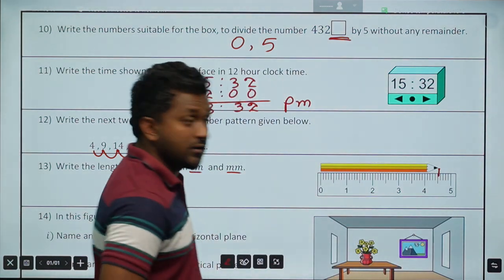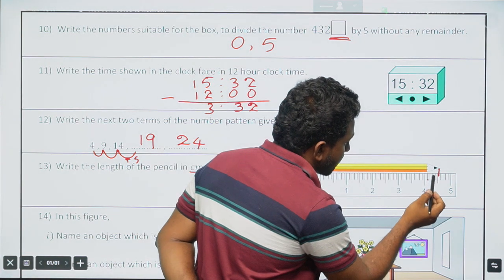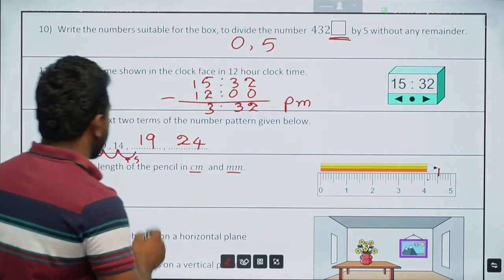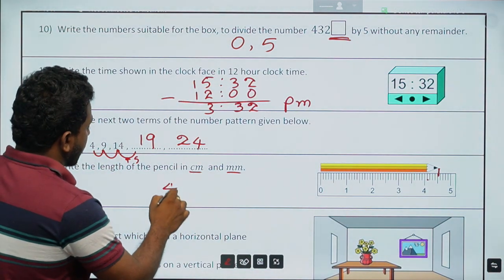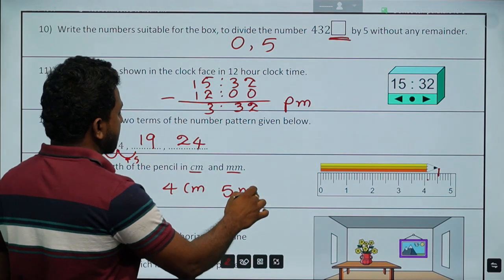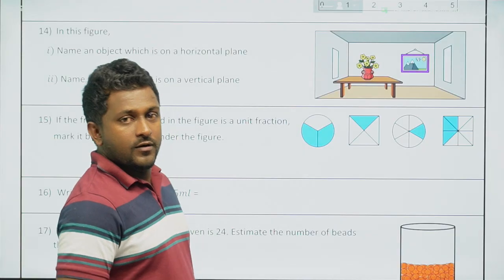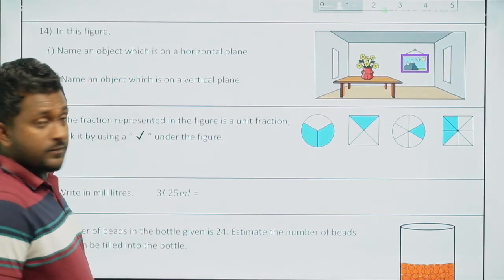4 centimeters and how many millimeters there? 1, 2, 3, 4, 5. So how to write it? 4 centimeters and 5 millimeters. Got it? Okay. Right. Question number 14.